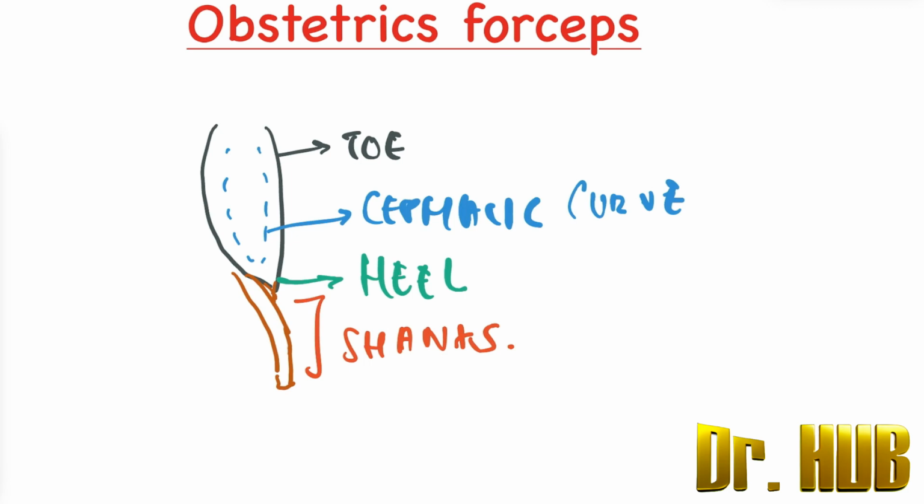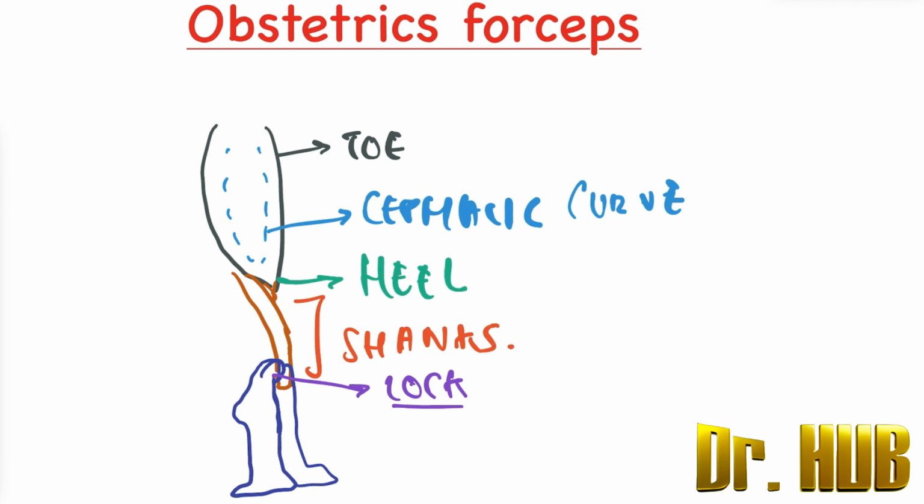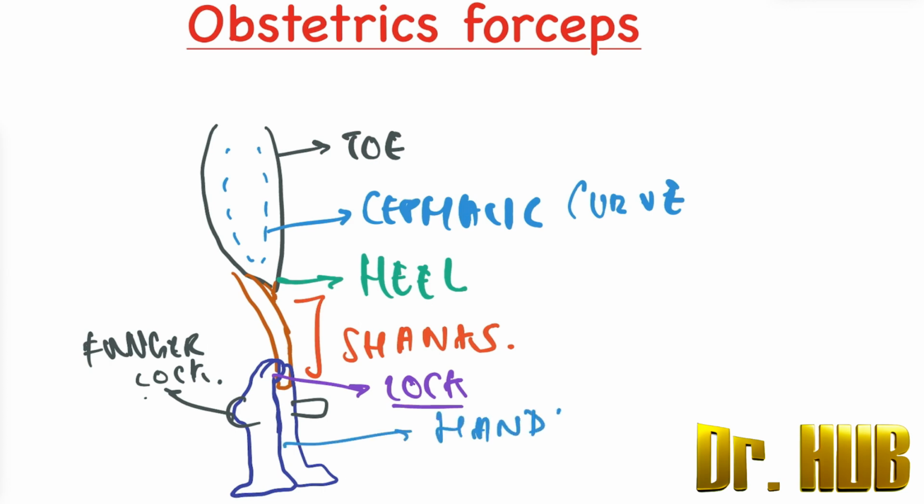Next, there is something known as the lock. So this is nothing but the lock, and there are some projections here. This is known as the finger lock. Then comes the presence of the handle. This will be the handle.